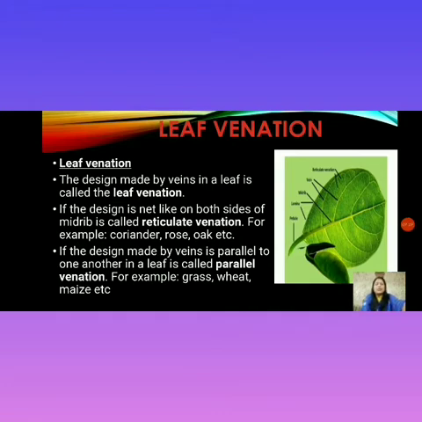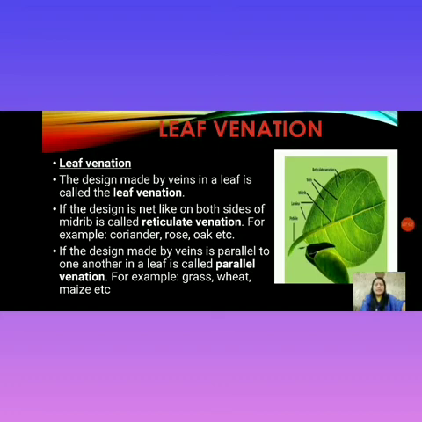Now what is leaf venation? As the name suggests, venation is the design made by the veins in a leaf. That is called leaf venation. I have some examples to show you all. Let's discuss it first, then I'll show you. The design made by veins in a leaf is called the leaf venation.